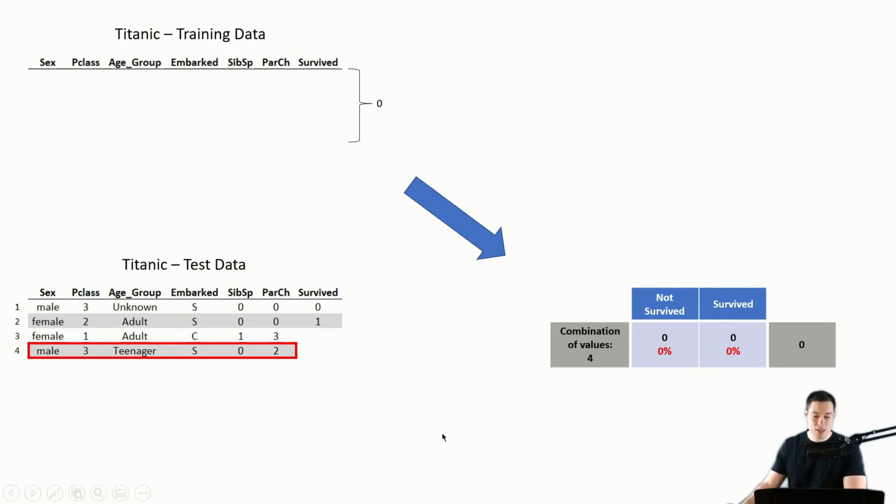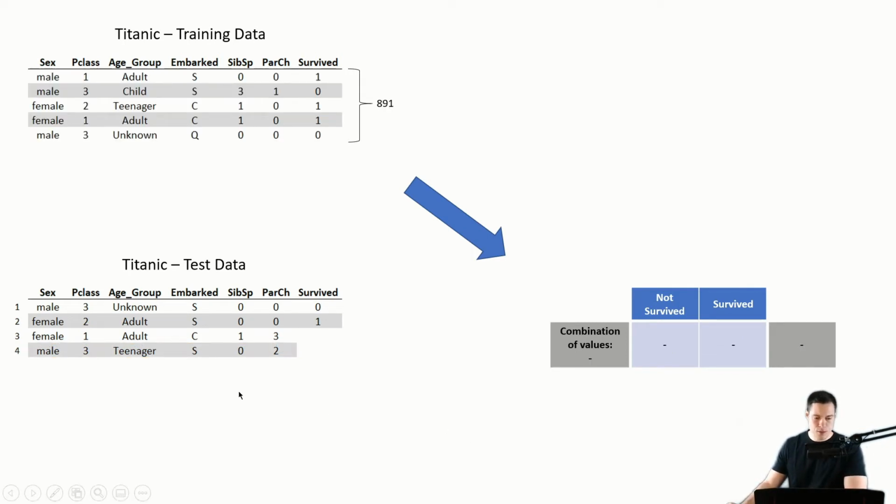Therefore, let's recap what happened so far. Namely, for those first 2 passengers here, for the first 2 specific combinations of values, we had examples in our training data, namely 42 and 25. And for those last 2 specific combinations of values, we didn't have any examples in our training data. So now, let's think about how many combinations of values there actually are in total.